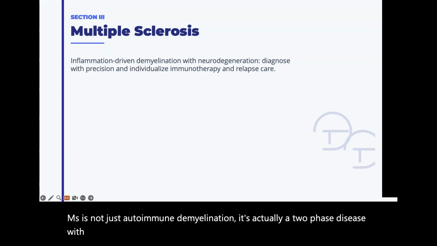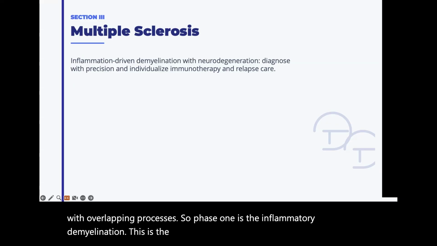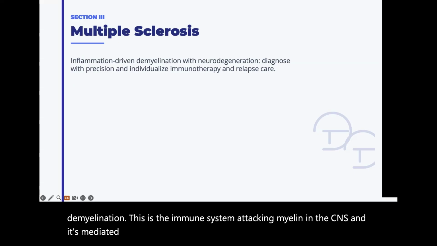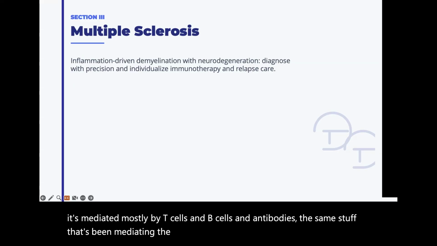Phase one is the inflammatory demyelination. This is the immune system attacking myelin in the CNS. And it's mediated mostly by T cells and B cells and antibodies, the same stuff that's been mediating the inflammatory cascade from the first lesson up until now. And so what's the result here?